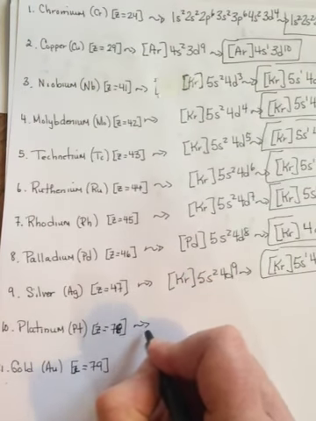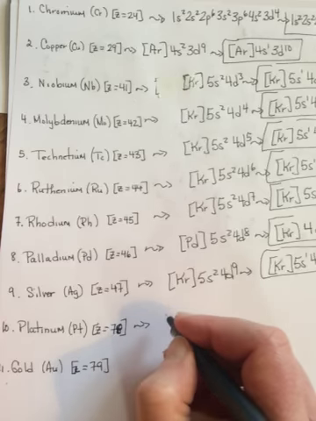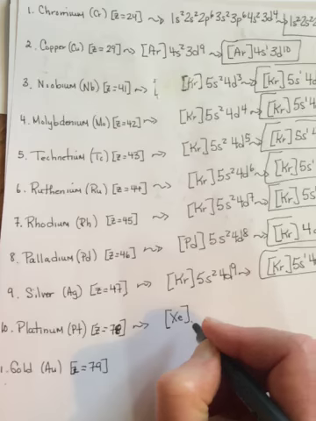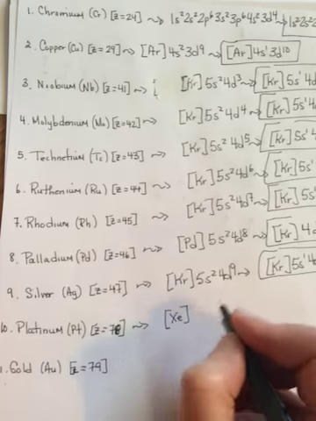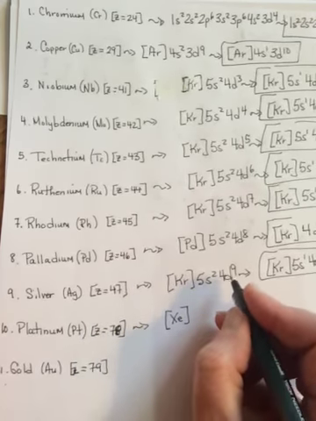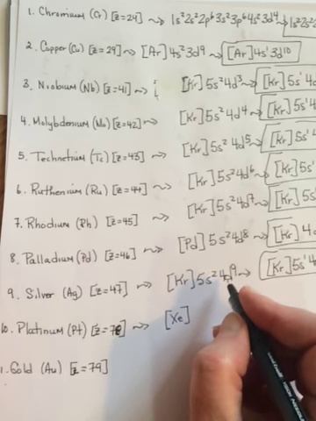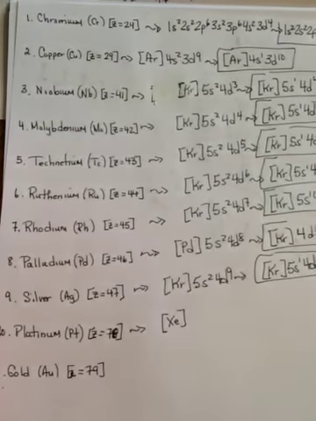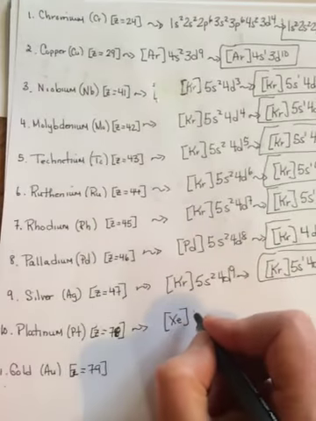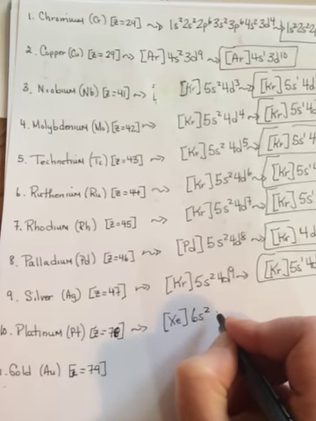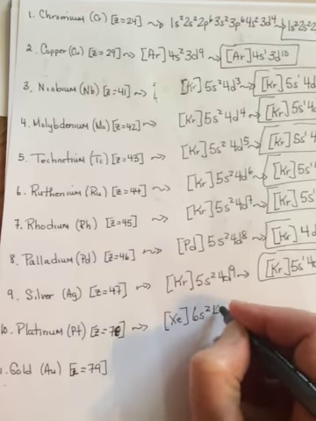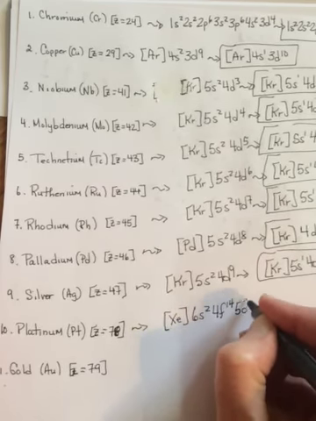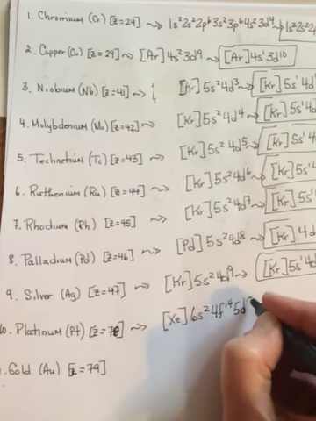Platinum. Platinum is the next level up, 78. So its preceding noble gas is xenon. And then the next s level, so instead of it being 4d, it's going to be 5d. So the next s level is 6, since the previous one was 5. So 6s2, and then it goes to f, 4f14, and then 5d, and it's 5d8.